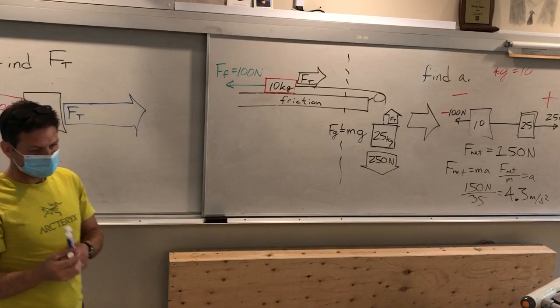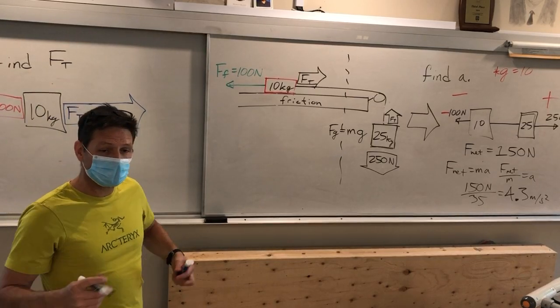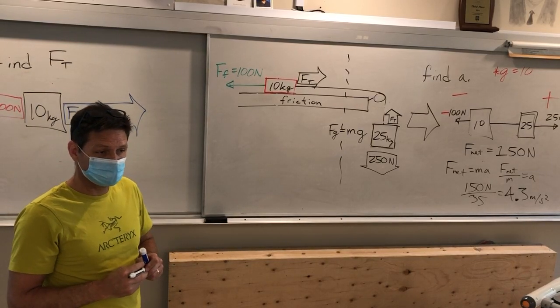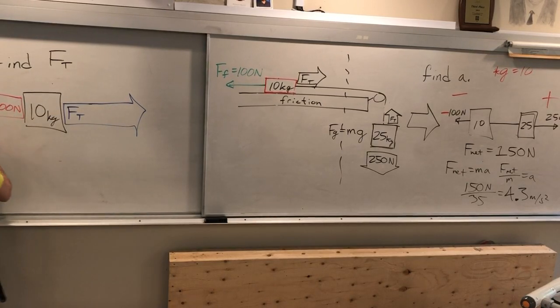But we can find the net force, right? How do we find the net force? Mass times acceleration. Good. So F net equals MA. Which mass do I use this time? 10. Just the 10, because I'm just looking for the net force on the 10 kilos.